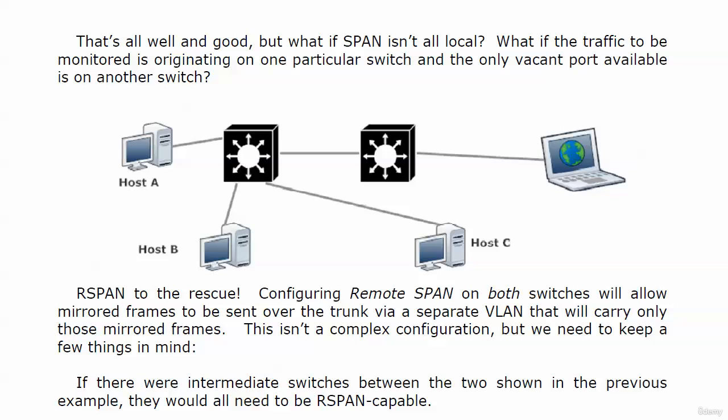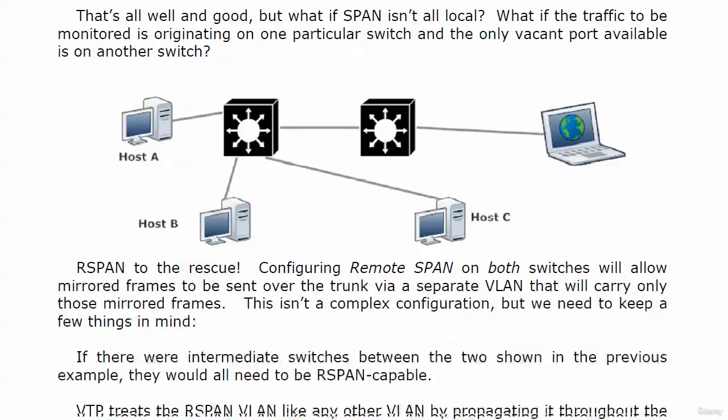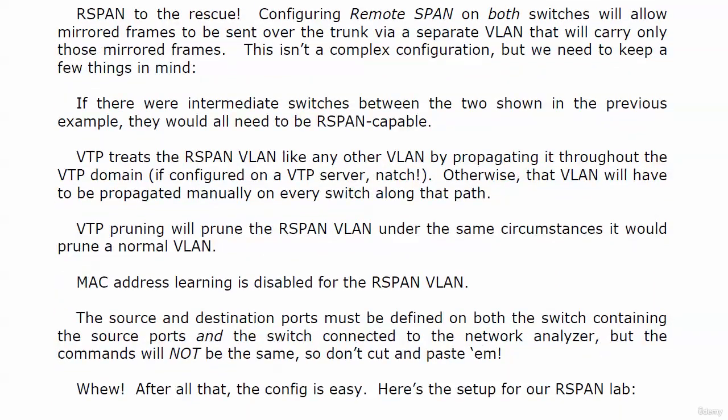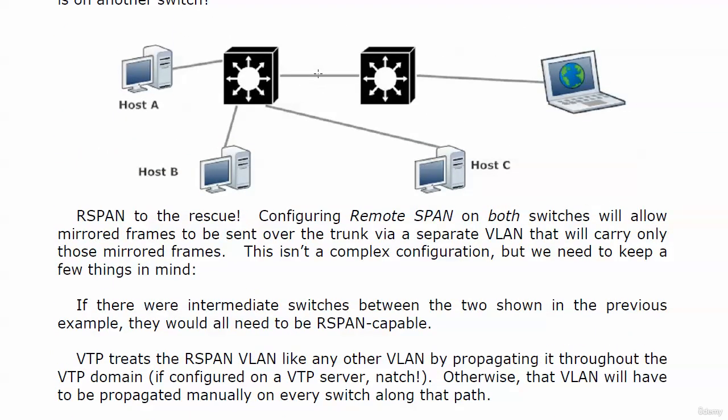Configuring remote SPAN on both switches. Every switch in the path here has to be configured for remote SPAN. And here we only have 2 switches, so they both have to have remote SPAN on them. This allows mirrored frames to be sent over the trunk via a separate VLAN that will carry only those mirrored frames. Now, this is not a complex configuration. It's even simpler than it used to be, but we do need to keep just a few things in mind here. First off, if there were intermediate switches between the 2 shown in this example, they would all need to be RSPAN capable. So if you've got 2 more switches between these 2, they've got to be able to run remote SPAN.